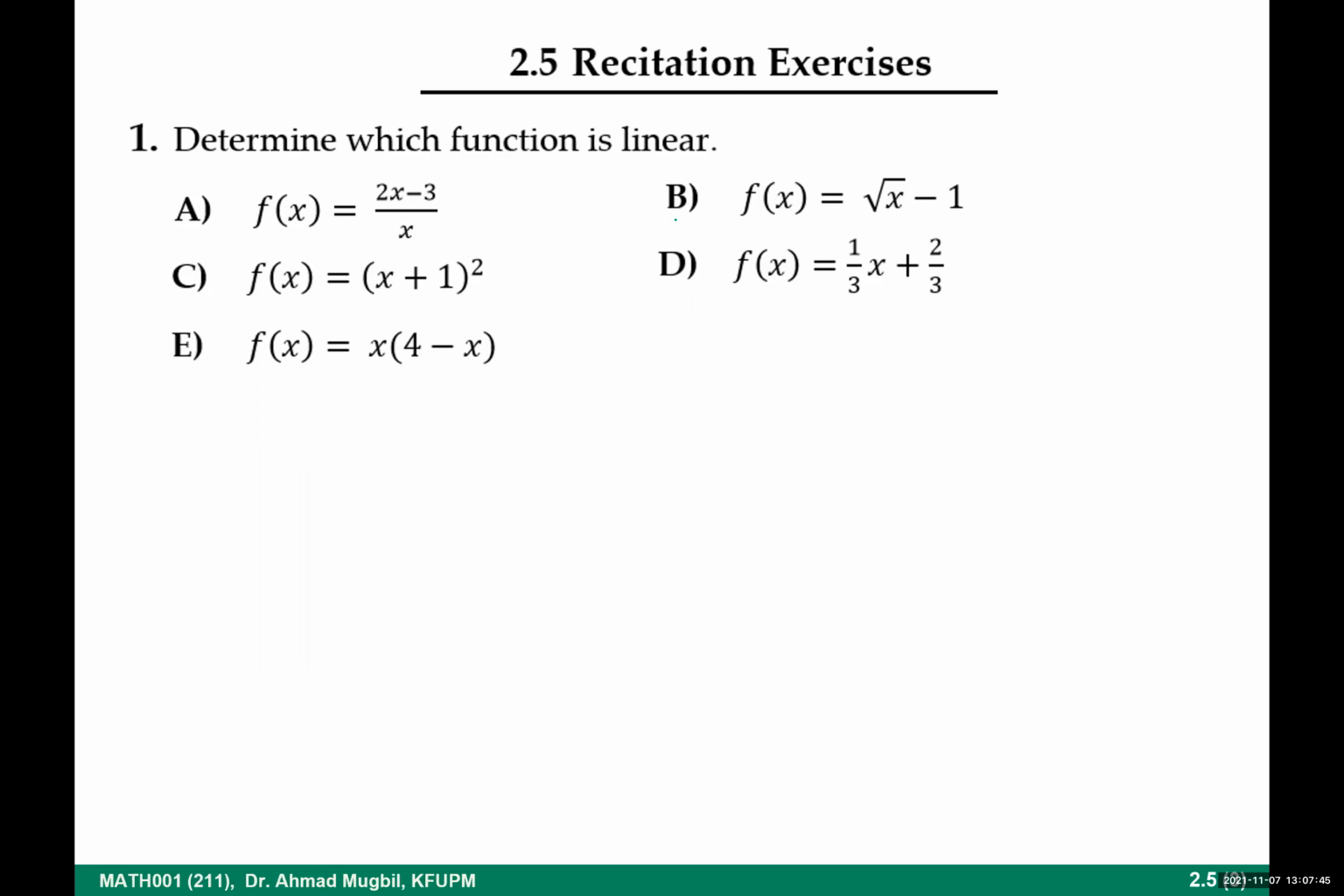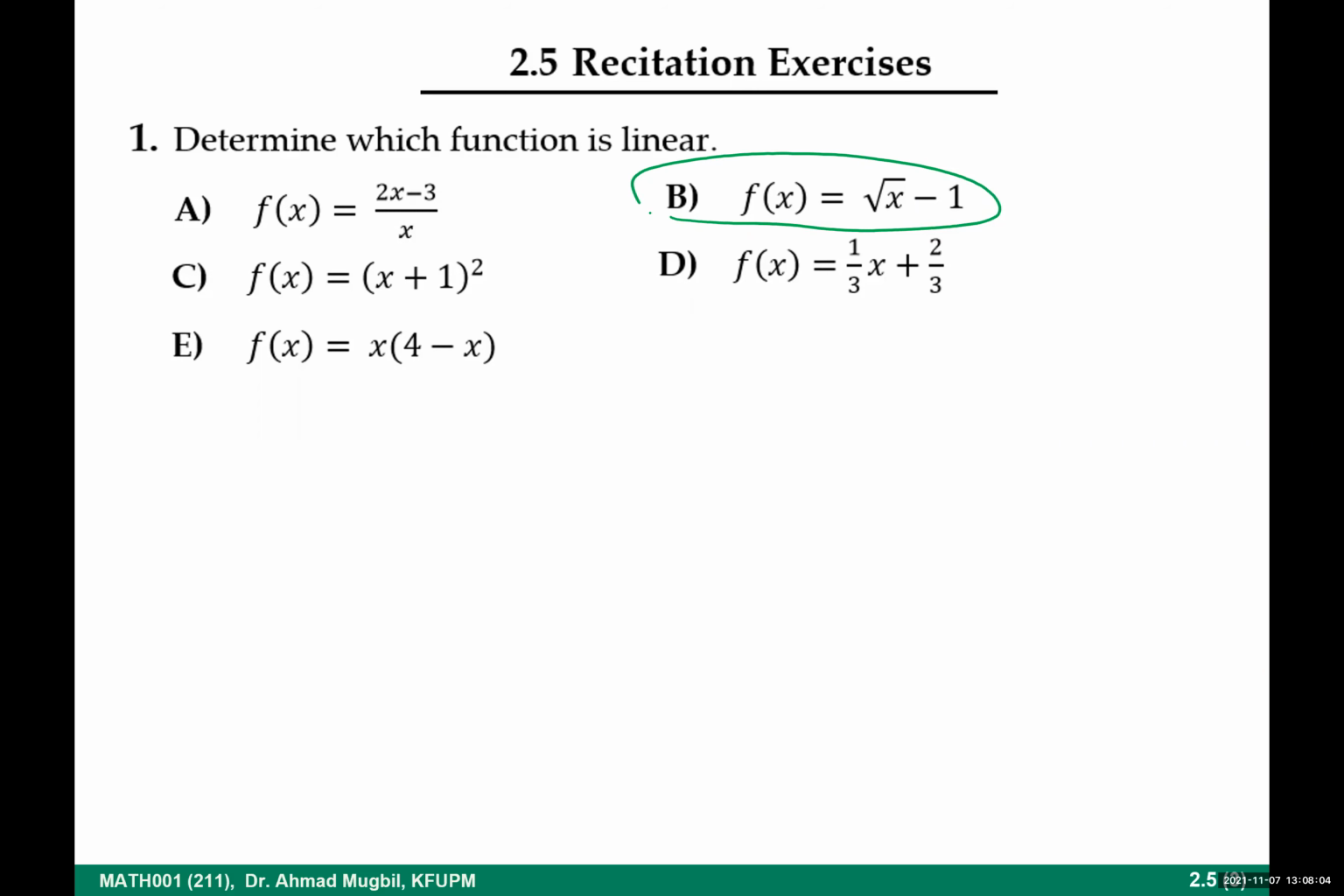What about the function in B? Why? It is not x to the power 1. Here we have x to the power a half. It is a radical function or square root function. Excellent. Its graph will not be a line.